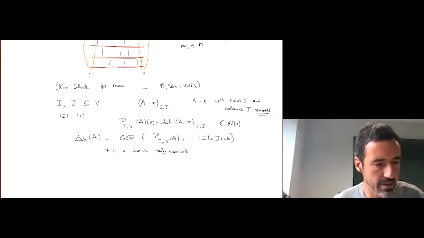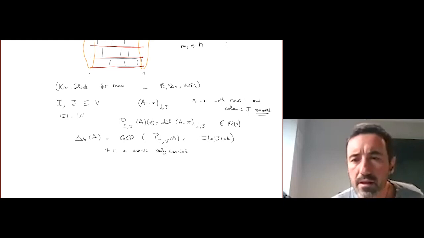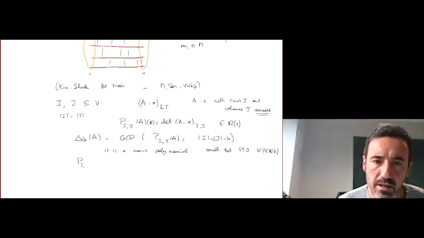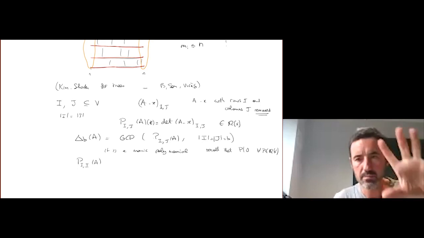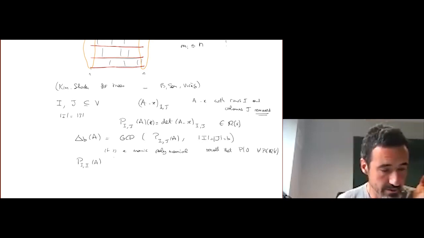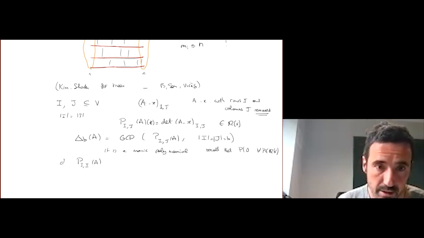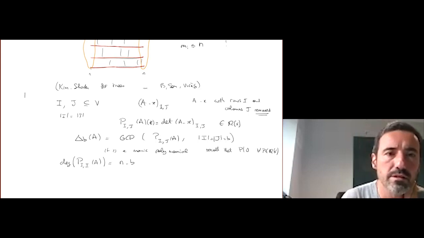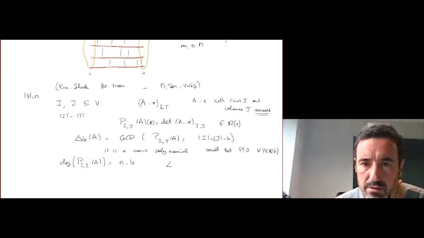Maybe I should recall, before going into the proof, that any polynomial divides the zero polynomial. Note also that the degree of Pii of A, which is a characteristic polynomial when you take a subblock and remove the rows and columns of I, is a usual characteristic polynomial, so its degree is n minus b. In particular, the degree of delta b of A is bounded by n minus b.